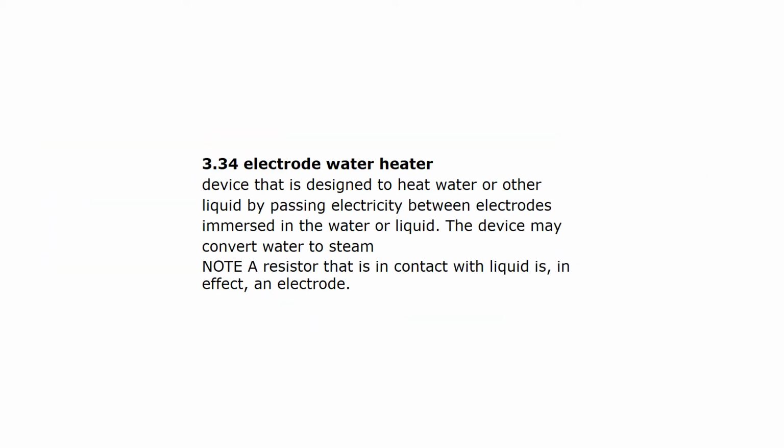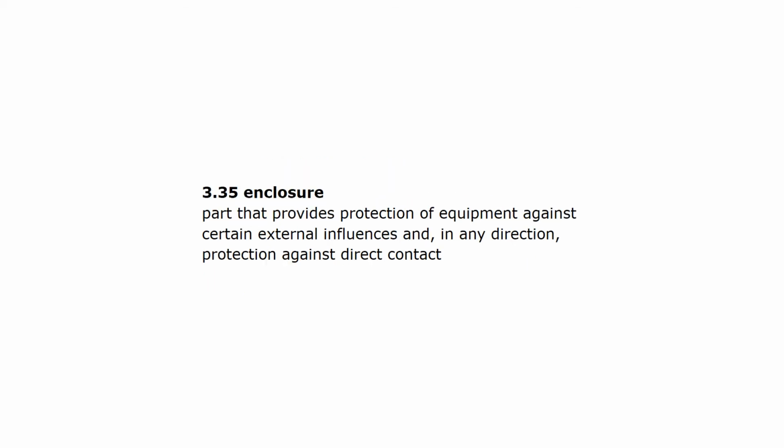Electrode water heater: device that is designed to heat water or other liquid by passing electricity between electrodes immersed in the water or liquid. This device may convert water to steam. Note: a resistor that is in contact with liquid is in effect an electrode. Enclosure: part that provides protection of equipment against certain external influences and in any direction protection against direct contact.